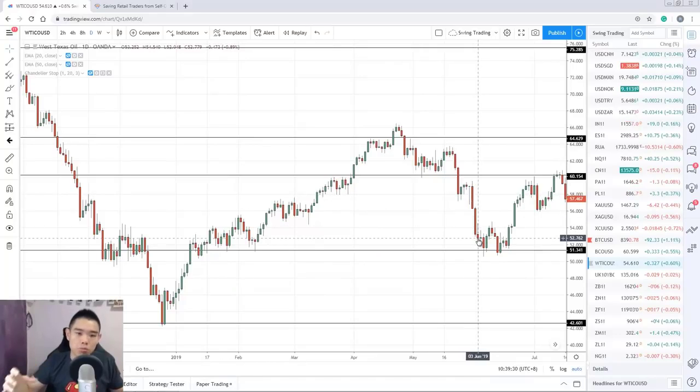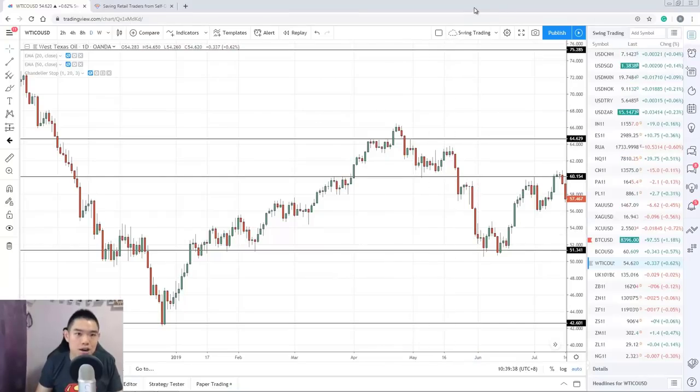Usually the power move candles are just one colored candles, and the range of the candles, the body, they are pretty large. So that's what I mean by a strong power move.